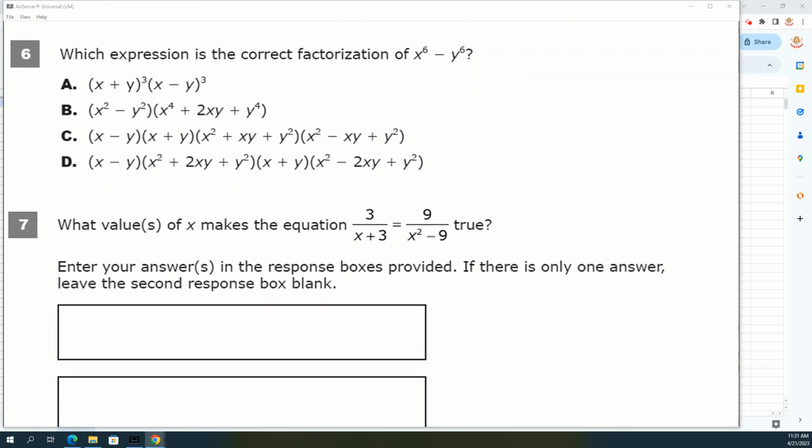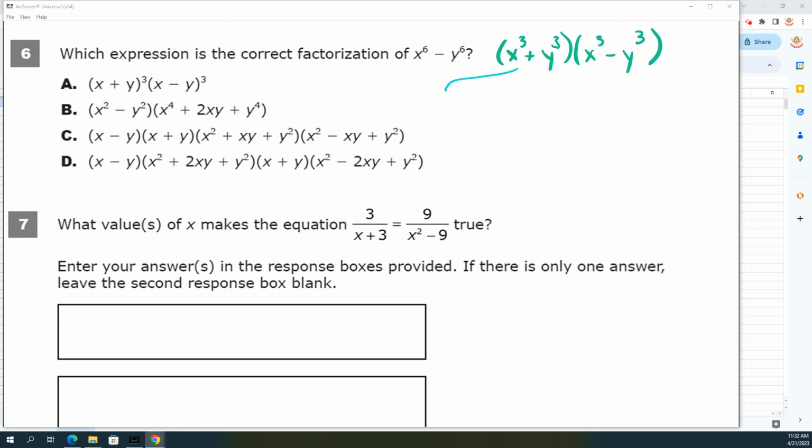All right, number 6 is one of the most difficult ones on here. So x to the 6th minus y to the 6th is the difference of squares and the difference of cubes. But what we're going to do is start off and just factor it using the difference of squares. All right, now that's not an answer choice because these both can be factored again. So the first one is the sum of cubes, and the second one is the difference of cubes.